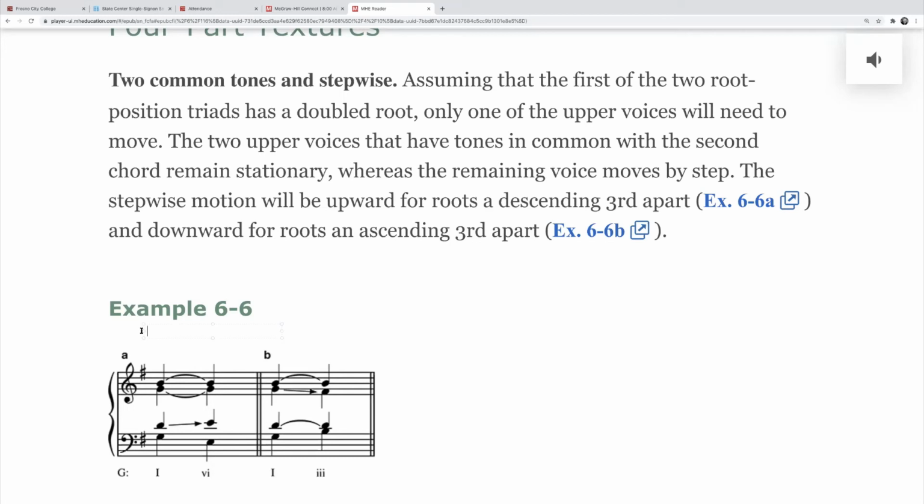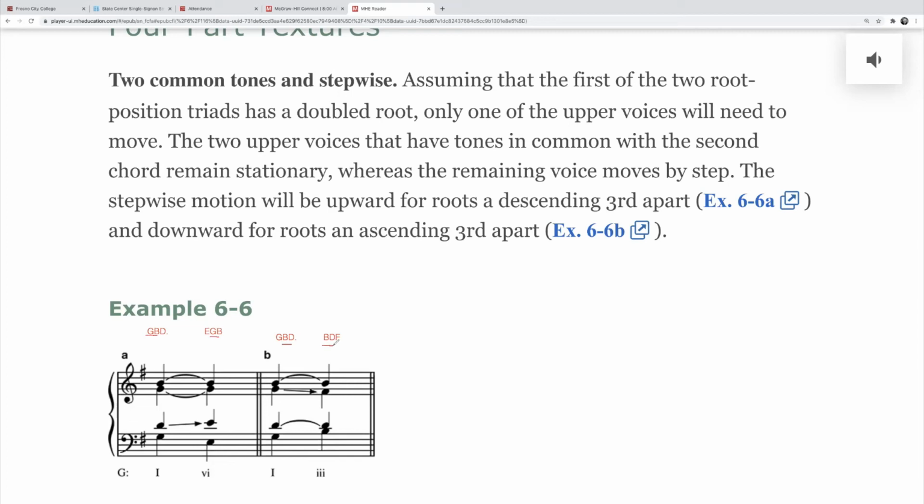So in the examples they gave us, GBD goes to EGB, and GBD goes to BDF. So we moved by thirds. Our bass note moved by thirds, so we have two common tones. GB, GB, BD, BD.